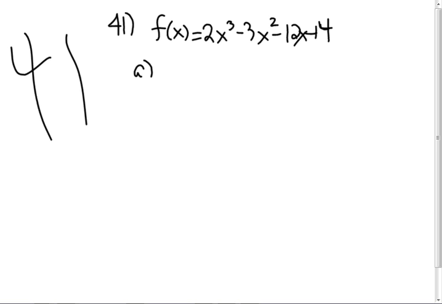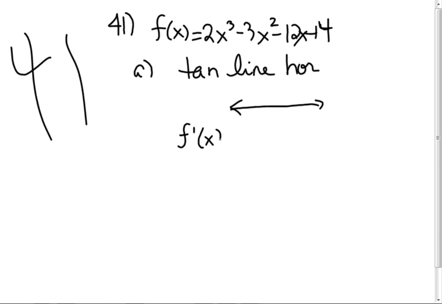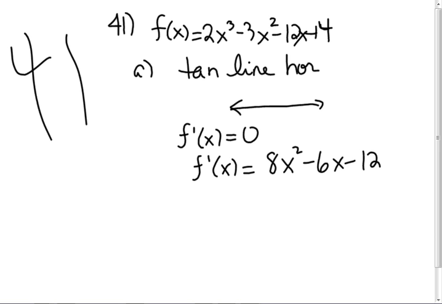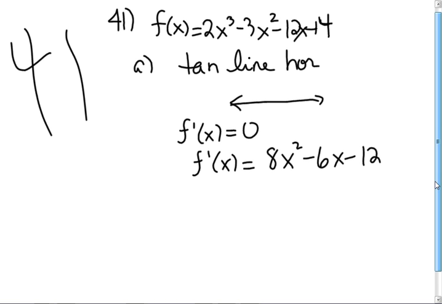What does that mean? Tangent line is horizontal. So it looks like this, right? The slope is 0. So you want f prime of x equal to 0. So what is f prime of x? 8x squared minus 6x minus 6x. Oh, I did 2 cubed. Thank you.